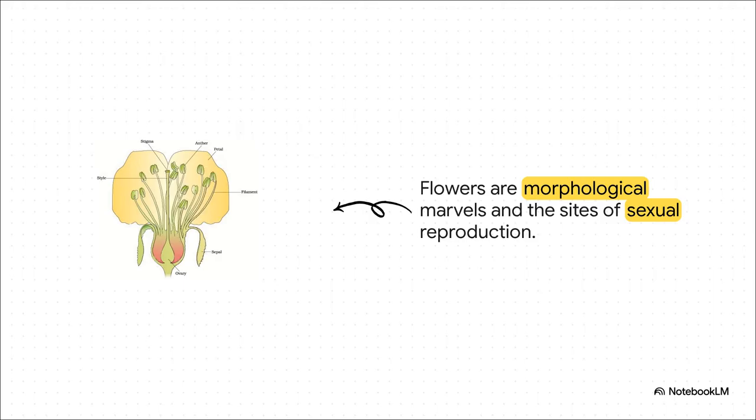What you're seeing here is a longitudinal section, a slice right down the middle of a typical flower. Now, you probably recognize the outer parts, right? The sepals and the colorful petals. But the real action is happening right here, at the very heart of the flower. This is where the reproductive parts are. We're going to be focusing on two main structures. The Androecium, that's just the fancy name for all the male parts, the stamens, and the Gynoecium, which is the female part, also called the pistil.